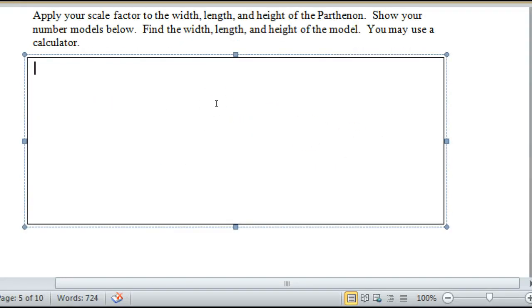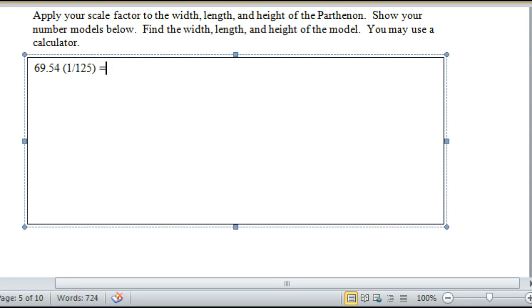So let's start with the longest dimension. The longest dimension is the length of the stylobate. That's 69.54, and that's measured in meters. We have to choose an appropriate scale factor. Let's remember what scale factor we used for the pyramid. I think we used something like, was it 1 over 200? 1 over 500 perhaps? Let's use something in that range. I don't know, let's start with 1 over 125. A little bit more than 100, I should say it's going to be a little bit smaller than 1/100th. And let's see what we get here.